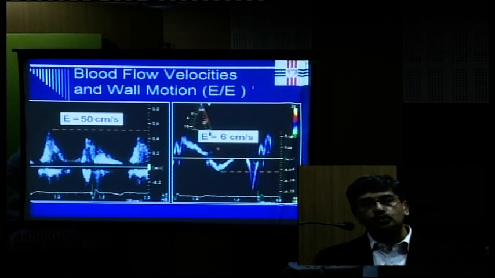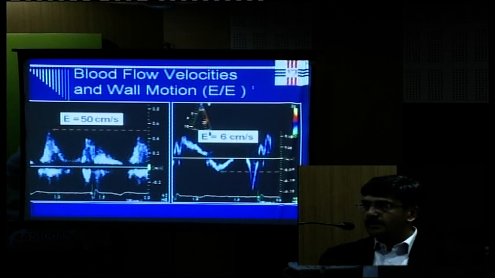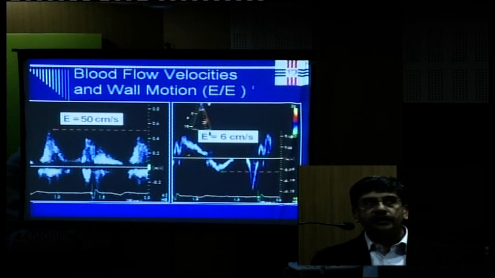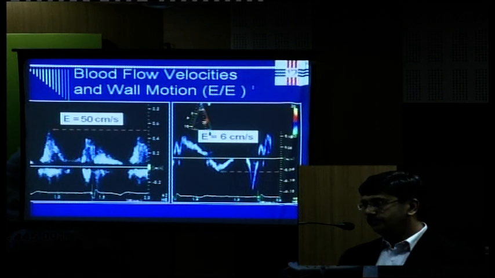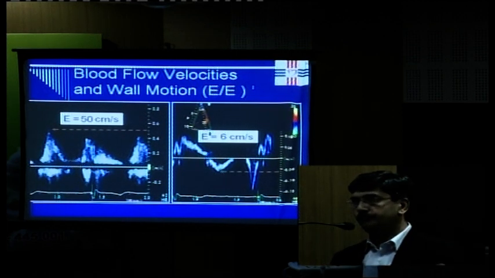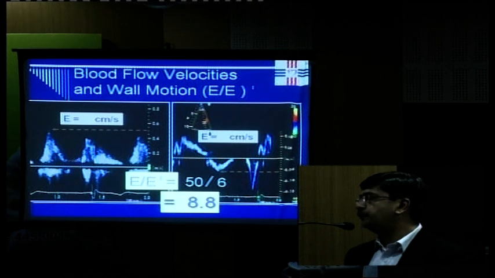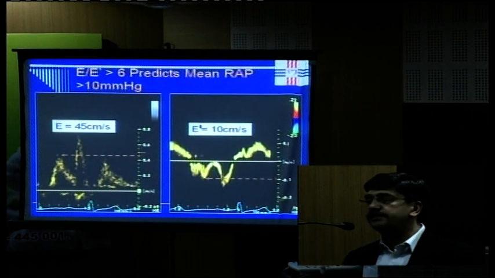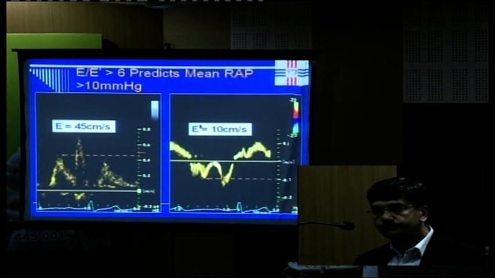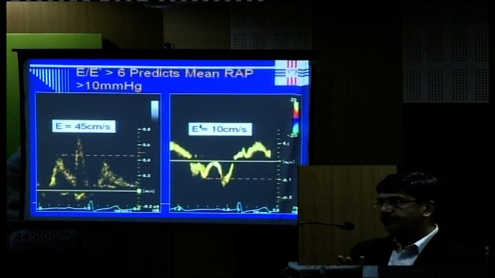Now this is tissue Doppler of the lateral tricuspid annulus of the right ventricle, and this is 6. Correct? Now divide 50 by 6. That is called E by E prime, which is 8. What will come out to be? 8.8. Anything around 10 centimeters or around 6 predicts RA pressure of 10. Correct? CVP here in this patient would be around 10. So not high, not low, or normal CVP.